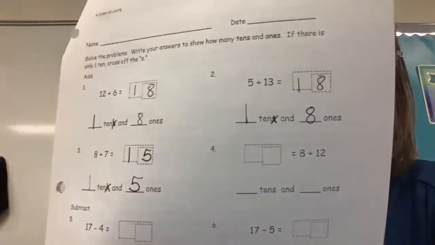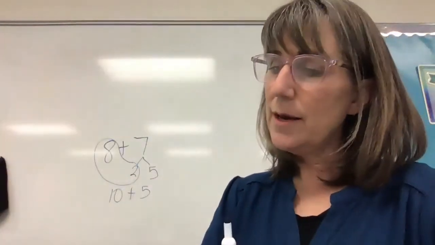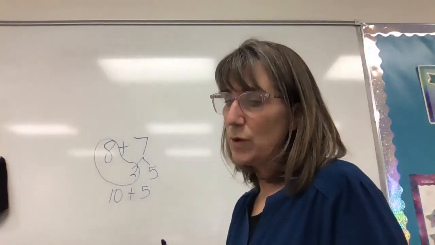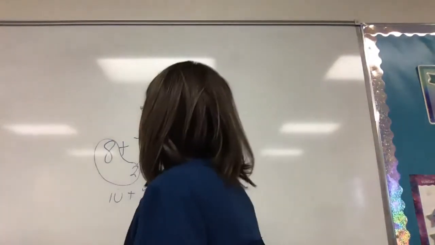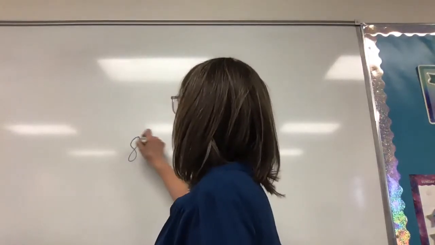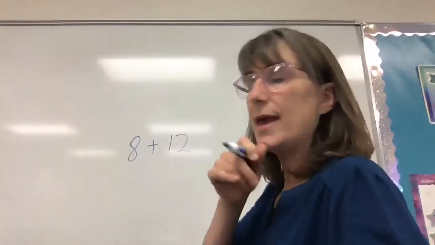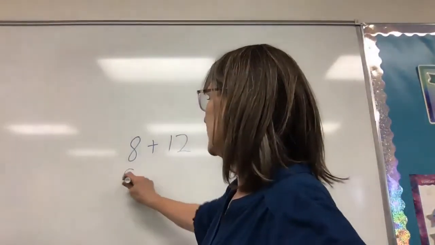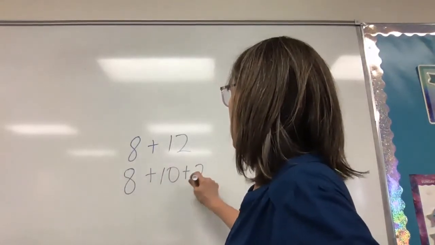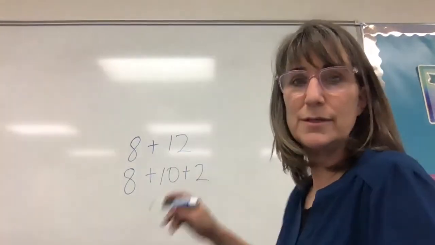Number 3 is 15. 7 plus 8 equals 15. Let's try number 4. Something equals 8 plus 12. We can say that 8 plus 12 is the same as 8 plus 10 plus 2. I just took that 2 off the 10 and put it over here, right?